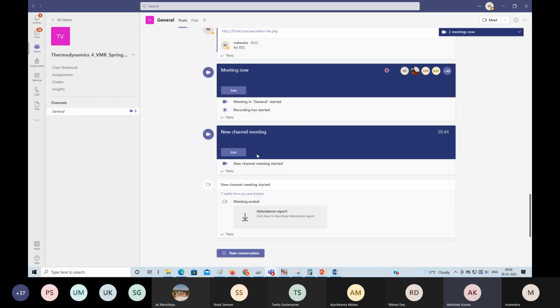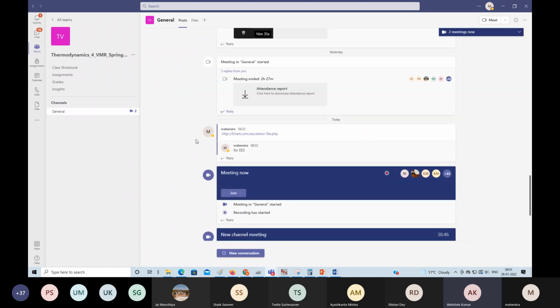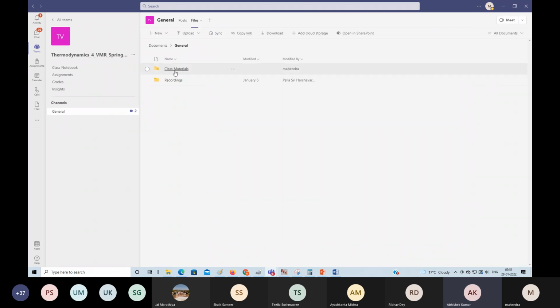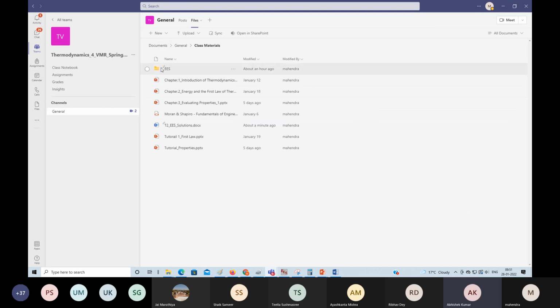Yes, this link. You can download the R1 folder I have pasted over here, and the ES folder. With this also you can install it and then practice. This is about ES. It is very simple. Only practice is required, nothing more.